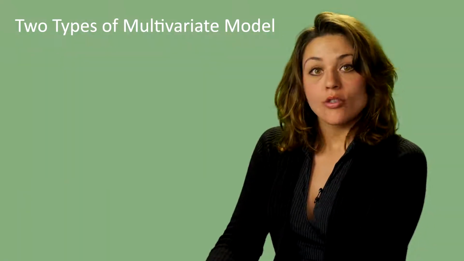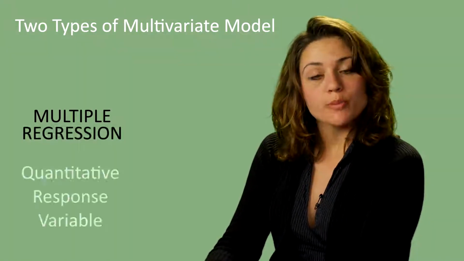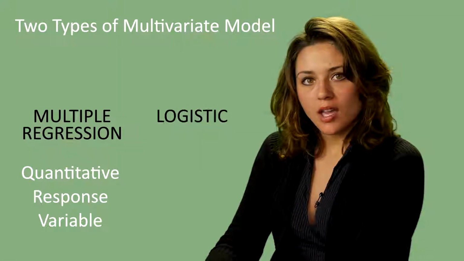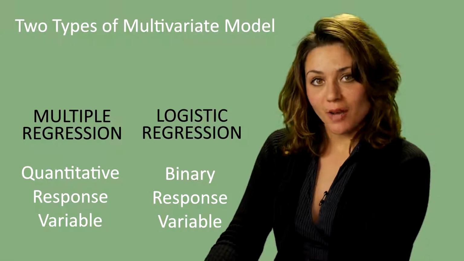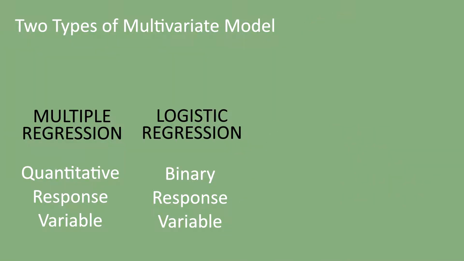For this course, we will only be discussing two types of multivariate models: the multiple regression, where our response variable is quantitative, and the logistic regression, where our response variable is binary. That is a two-level categorical variable.